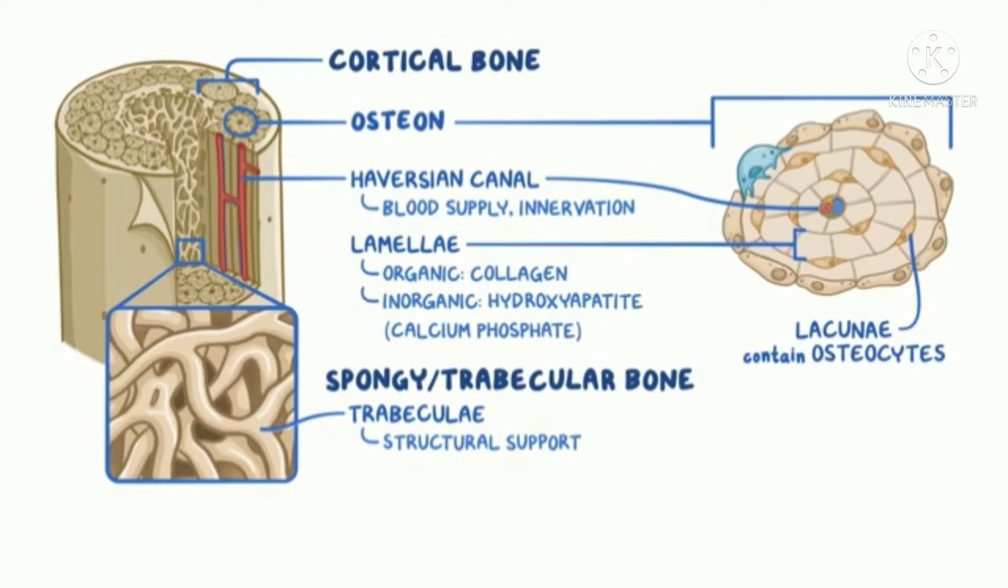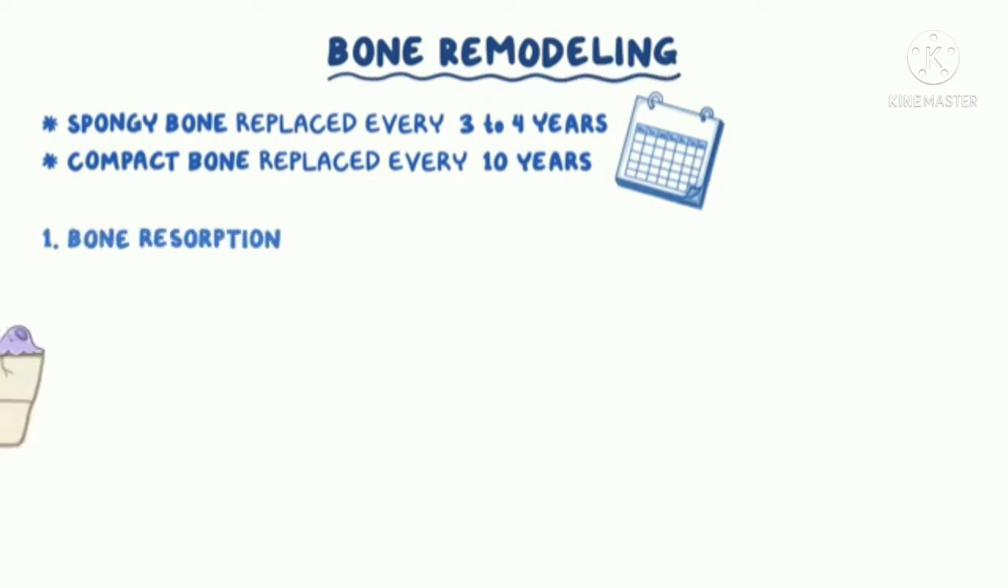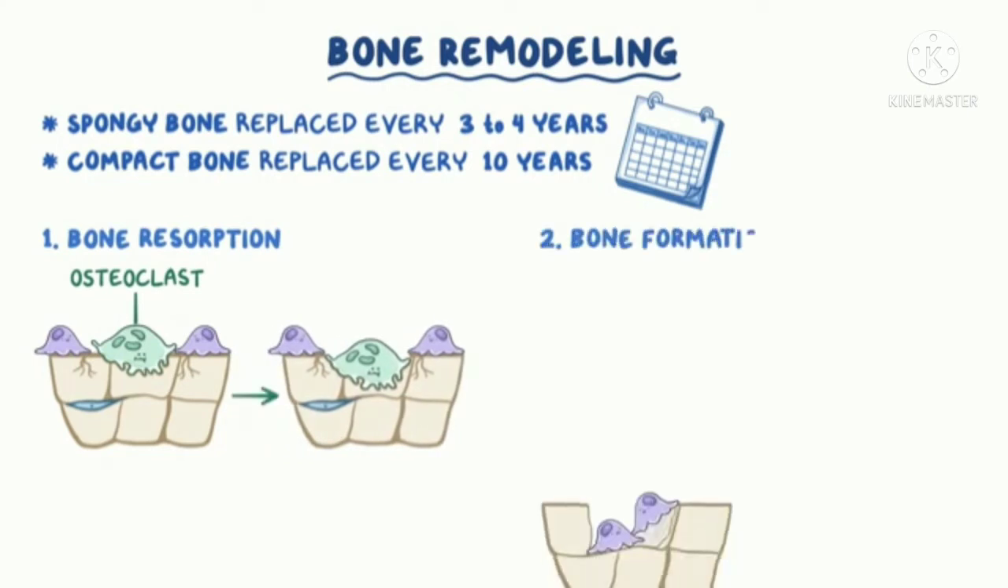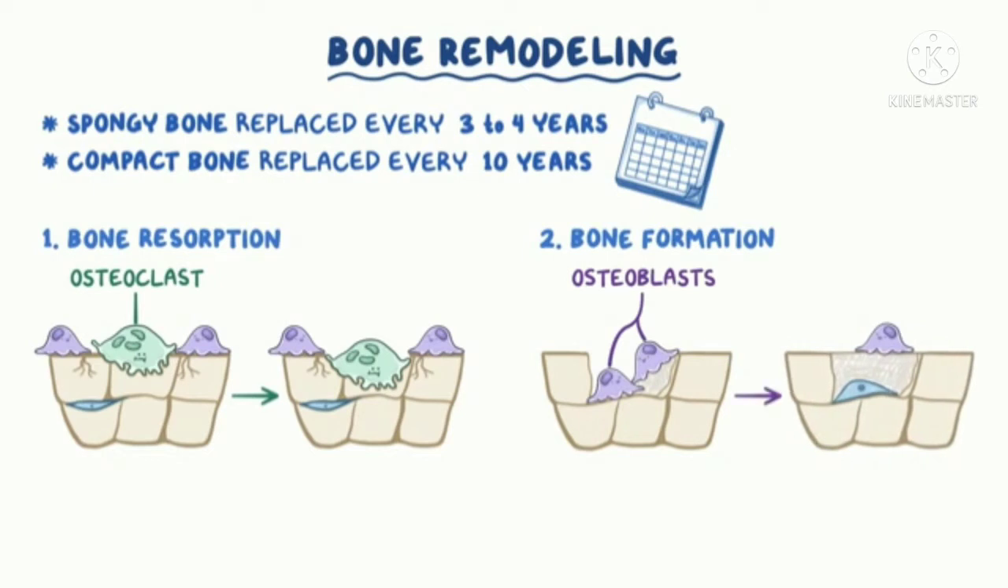At first glance, bone may appear inert and unchanging, but it's actually a very dynamic tissue. In fact, spongy bone is replaced every 3 to 4 years, and compact bone is replaced every 10 years, in a process called bone remodeling, which has 2 steps. Bone resorption, when specialized cells called osteoclasts break down bone, and bone formation, which is when another type of cells, called osteoblasts, form new bone.